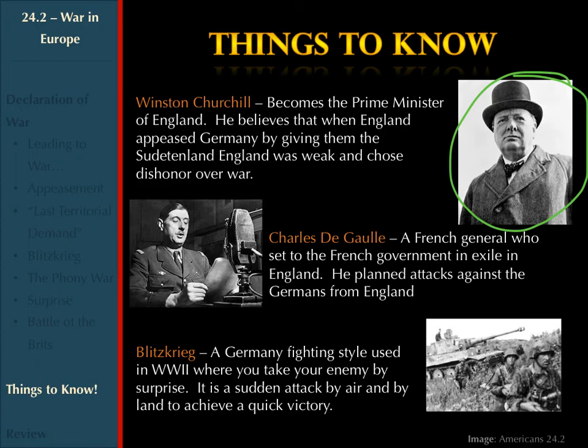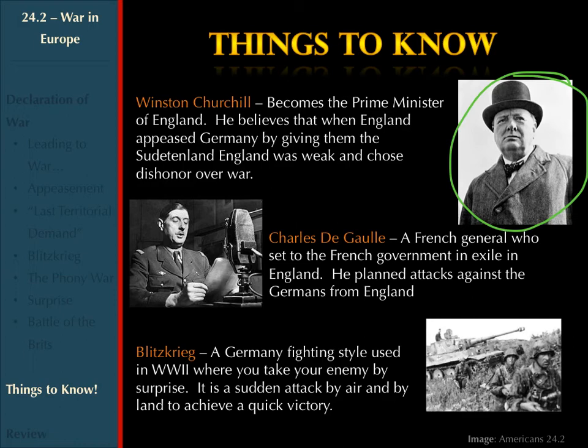Then you have Charles de Gaulle, who was a French general. He set up the French government in exile in England once Germany took over the country, and he helped England plan a series of attacks and mobilize French forces. If you've ever been to Paris, you will have flown into Charles de Gaulle Airport, named after this man for his efforts in the Second World War. After the war, he does also become Prime Minister of France as well.